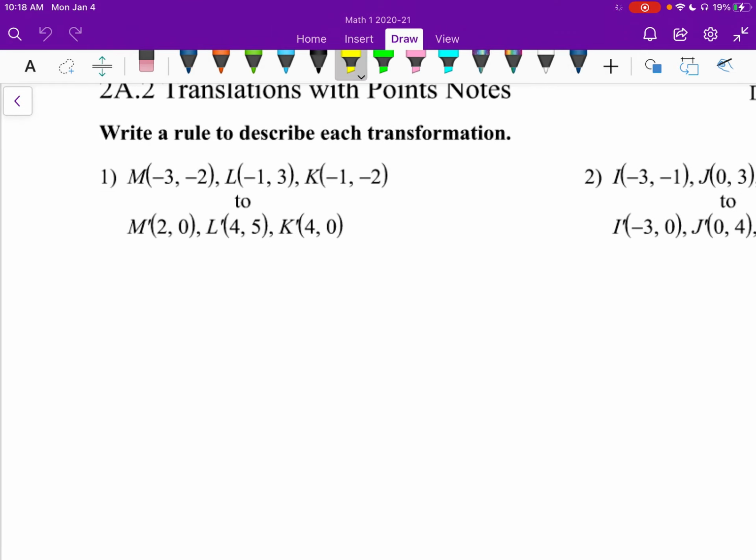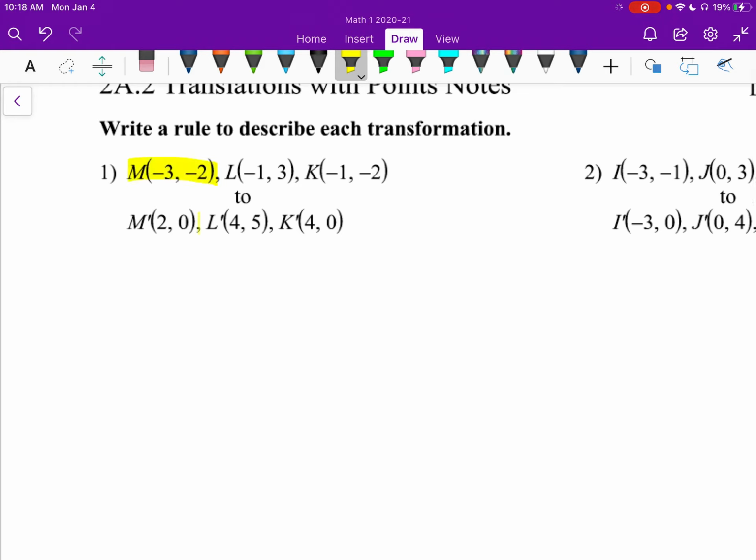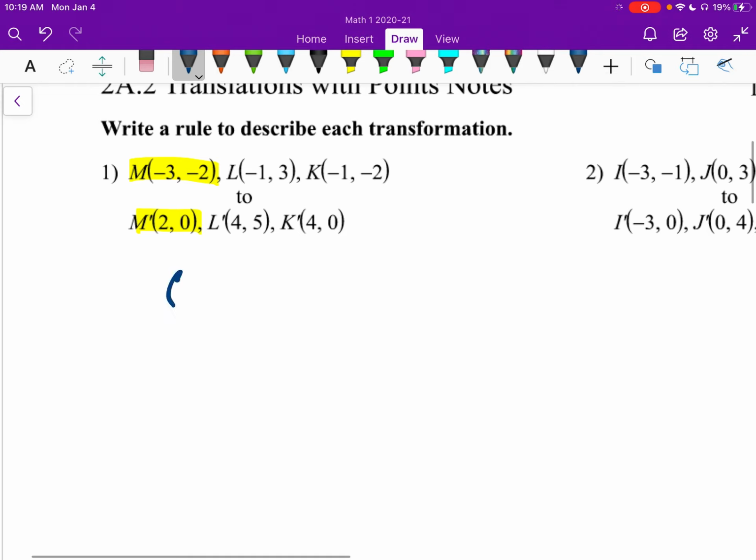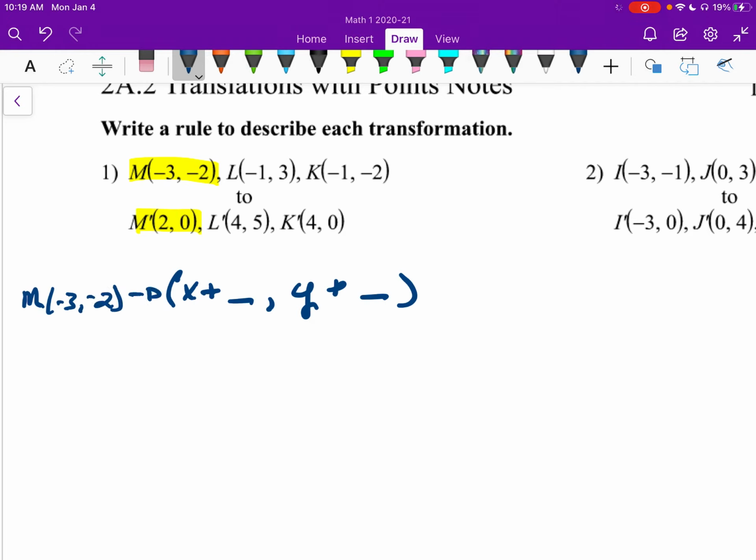On all of these, really you only need 1 point. So I'm just going to look at the first point of each of these, okay? And what I'm going to do is decide how could I get from M, or whatever the first point is, to M prime. So I want something along the lines of x plus something and then y plus something, or it could be minus, right? Because I have M, and that's (-3, -2), and something happens to it, and then it turns out to be M prime, which is (2, 0).